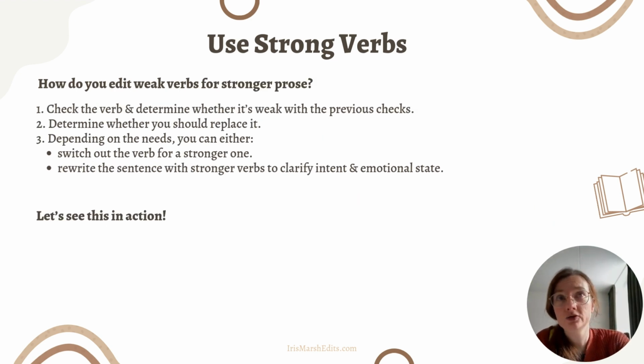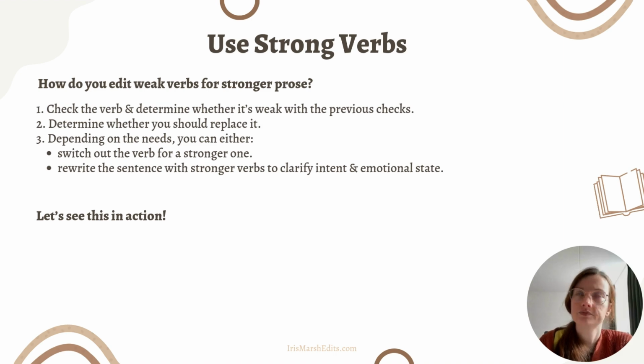So, how do you edit weak verbs so that you can have stronger prose? First, you check the verb and you determine whether it's weak with the previous checks that we just discussed. Then you determine whether you should replace it or if it's okay to leave the verb as it is. And then, depending on the needs, you can either just switch out the verb for a stronger one, or you might need to rewrite the sentence with stronger verbs to clarify intent and emotional state.